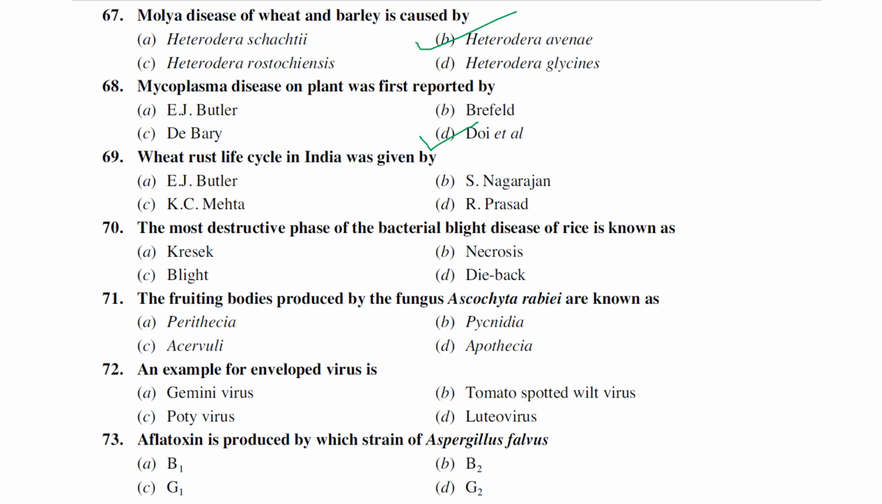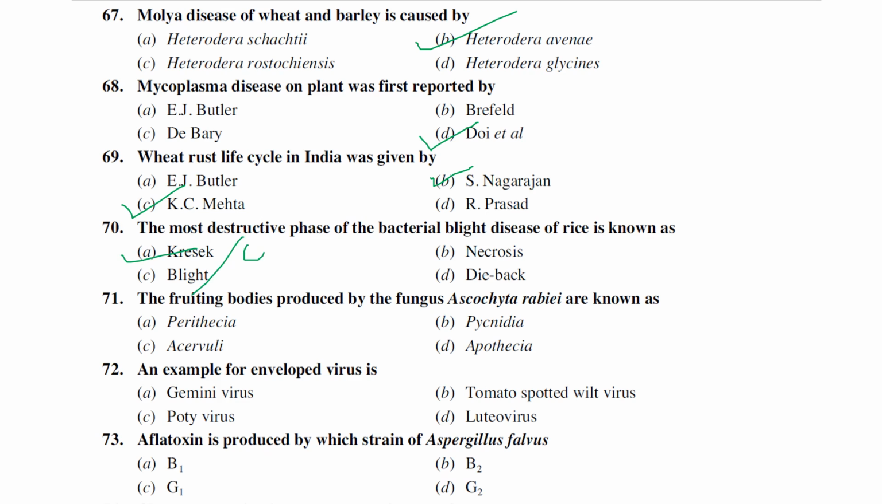And the wheat rust life cycle in India was first given by... In India, wheat rust was first studied by K.C. Mehta, who is generally considered the father of Indian rust, right? Later, Nagarajan discovered Puccinia pathways and other things. But in India, the first person who studied the life cycle of stem rust is K.C. Mehta.